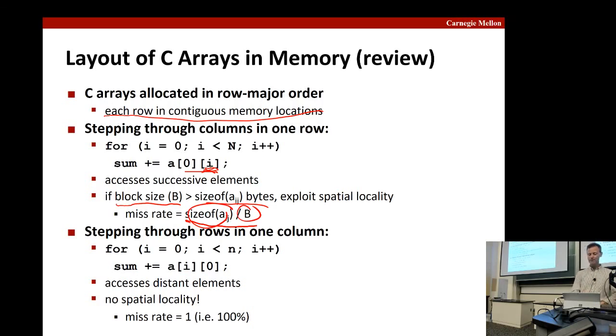But on the other hand, if you step through the rows in one column, then you're jumping in huge strides way past the end of the cache line in memory, and so there's certainly no spatial locality. And so you get a miss rate of 100%.